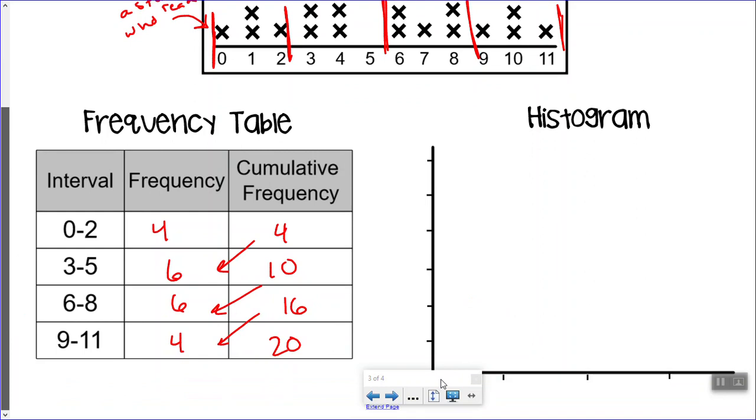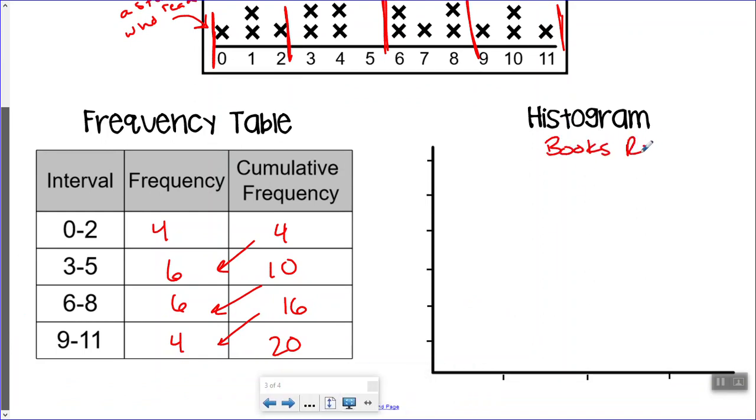So now we're going to go ahead and create our histogram. So I'm going to call this books read. We're going to fill in our intervals. So we have 0 to 2, 3 to 5, 6 to 8, and 9 to 11, and this is books. And then here we have 1 through 6 again, and these are our frequencies. So go ahead, pause the video, and draw in your histogram.